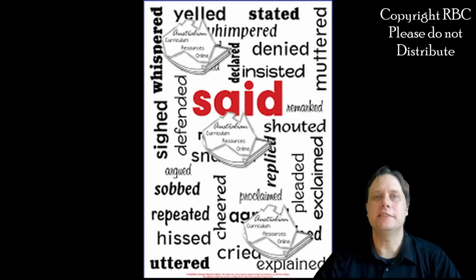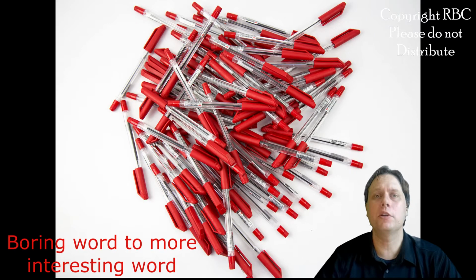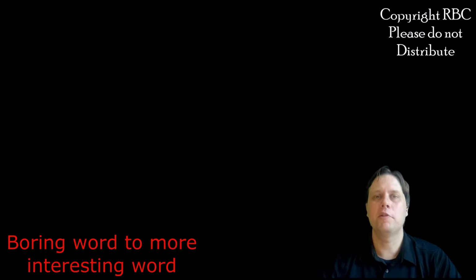Like shouted is a loud said, and cried is like an emotional said, and murmured is like a quiet said. Whenever we take a kind of boring word and change it to a more interesting word, that we call, in this class, a red pen word. We actually change the word and put in the new word and write it in red.